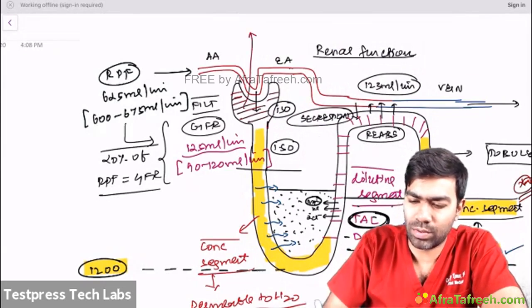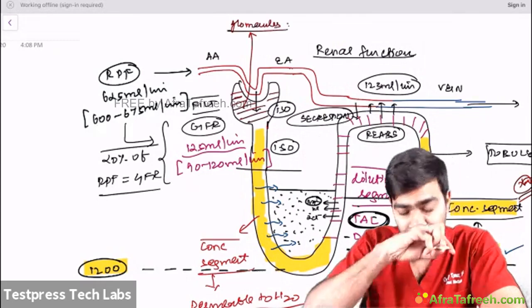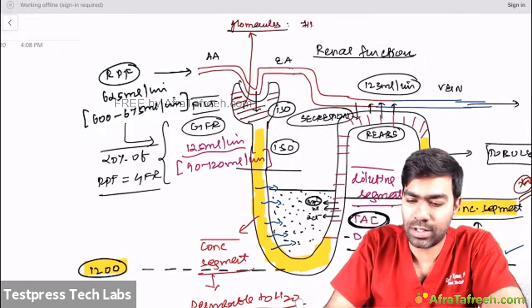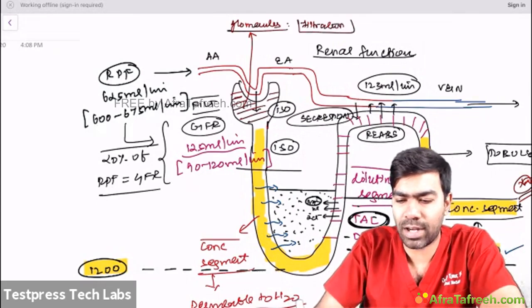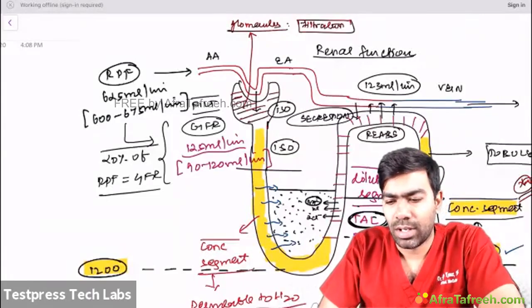What are they going to do? If we talk about the glomerulus, it does two to three important functions. One is, of course, filtration. To understand that filtration, you need to know about the filtration barrier, which we'll be talking about in some time.